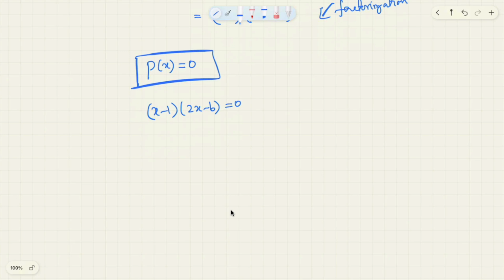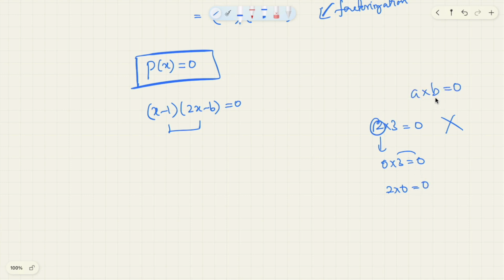If the product of two numbers gives you 0, what does that mean? That means either one of them should be 0, correct? Why? Because 2 times 3 will not give you 0. But if the product has to be 0, either in the place of 2 I should get 0 times 3, then only you will get 0, or in the place of 3 I should get 0. That means if two numbers a and b give you 0 as the product, then one of them must definitely be 0. That is the idea.